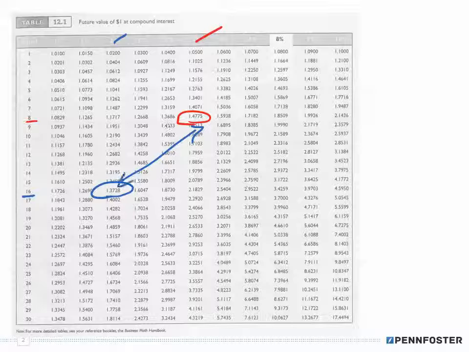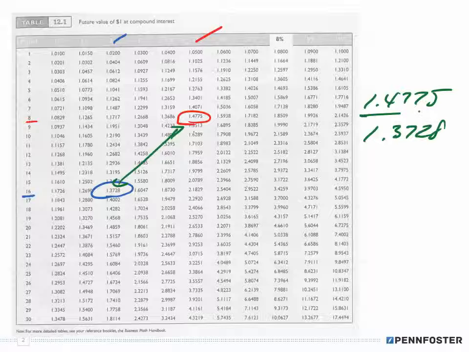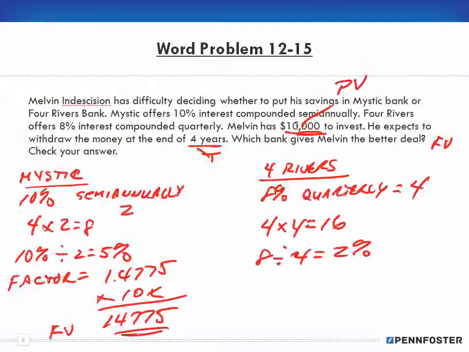Now, I really don't need to do the math, because I can see that I'm going to get more money. I should have used a green. Okay, I could see that the difference between the two here, one is 1.4775. That's greater than the 1.3728. So I know that Mystic is a better deal just by looking at the factor. I actually don't need to go back and do the math in order to figure out how much the future value actually is.